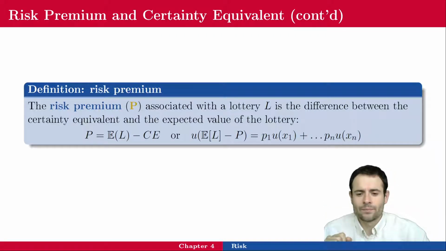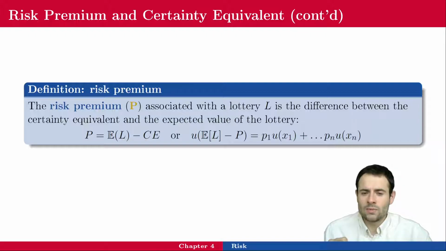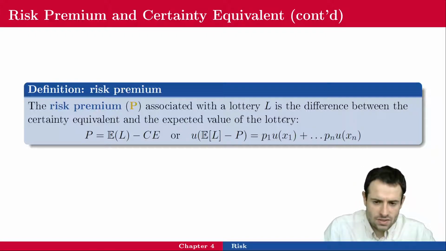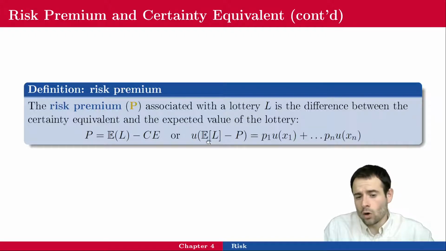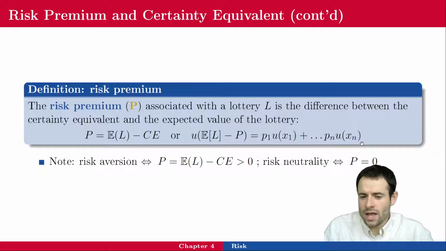You can interpret the risk premium as the price you're willing to pay to be indifferent between no gamble and walking away with the expected gain, and taking the gamble. Now again, if you are risk averse, because the expected gain is bigger than the certainty equivalent from the previous slide, then the risk premium is bigger.